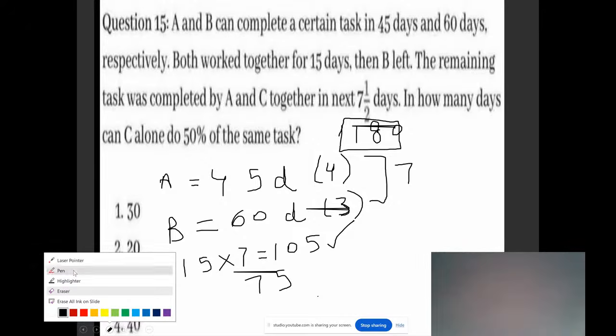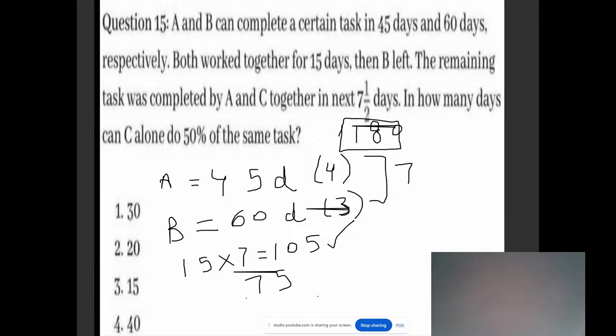B and C completed the remaining work in 7.5 days. So 75 chocolates in 7.5 days gives us 75 by 7.5, which is equal to 10 chocolates per day. So that combination is eating 10 chocolates per day. A is eating 4.